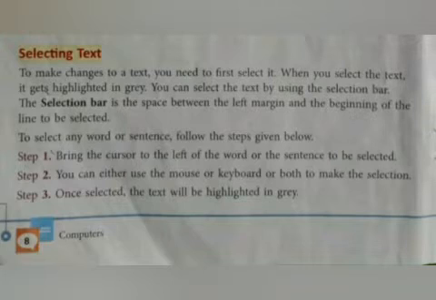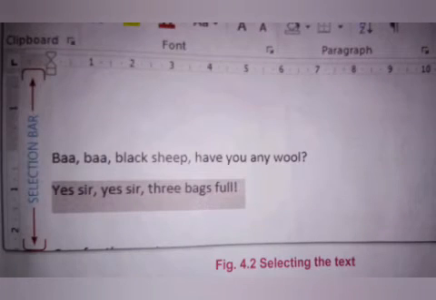To select any word or sentence, follow the steps given below. Step 1. Bring the cursor to the left of the word or the sentence to be selected. Step 2. You can either use the mouse or keyboard or both to make the selection. Step 3. Once selected, the text will be highlighted in grey. As you can see in this picture, when you select the text, it becomes grey in color.